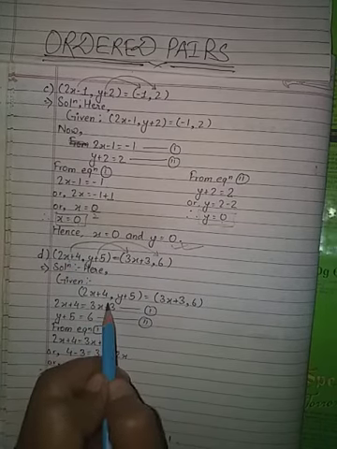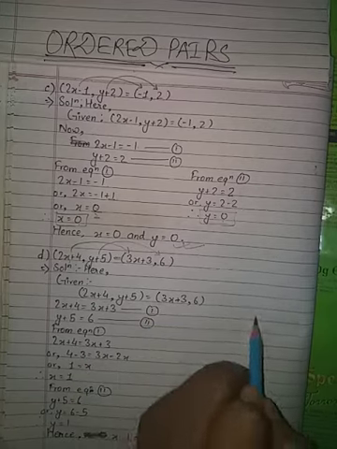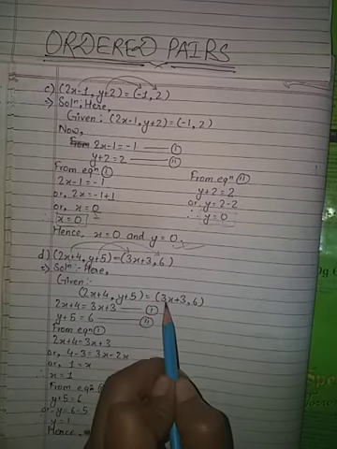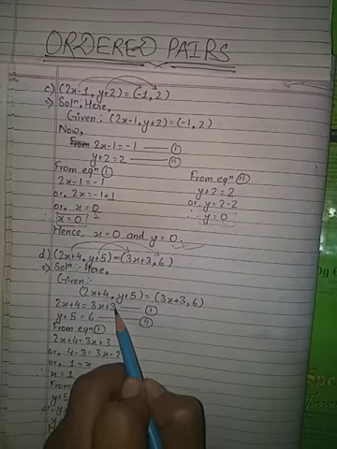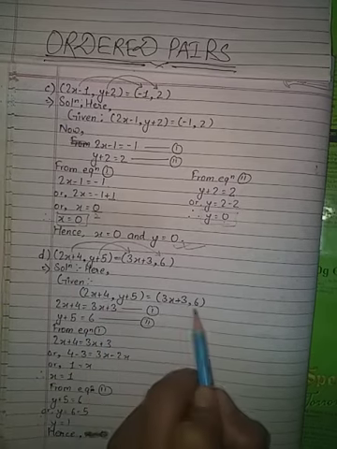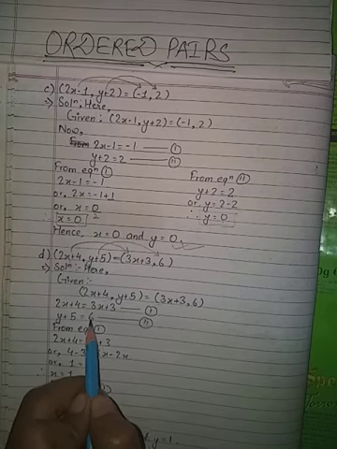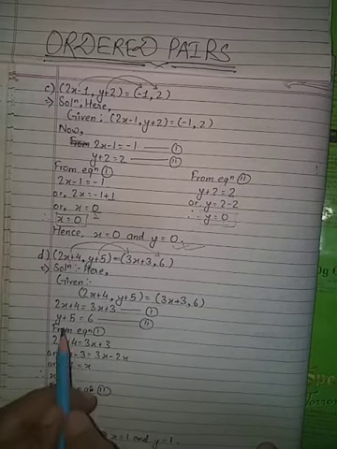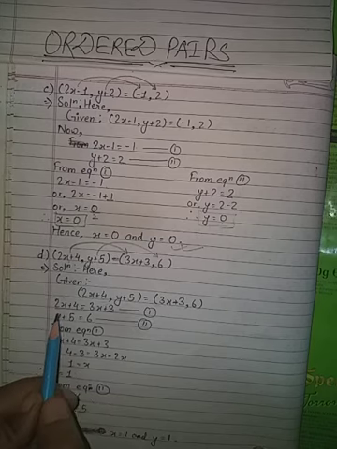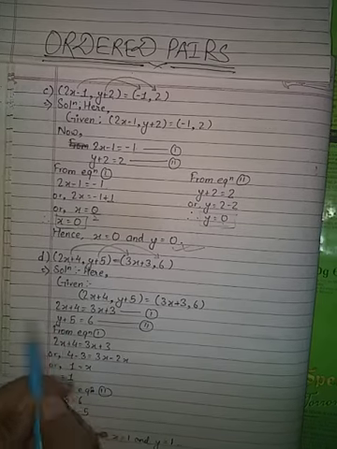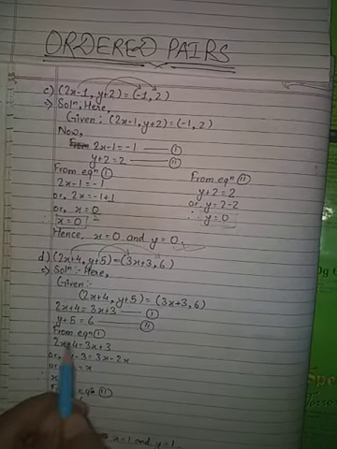We can write it directly. Equating the corresponding elements, we get 2x plus 4 equals 3x plus 3. It's equation 1, and y plus 5 equals 6. It's equation 2. So solving equation 1, just see it carefully. This type of equation you have solved in class 7 already, but anyway, let us repeat it once again.